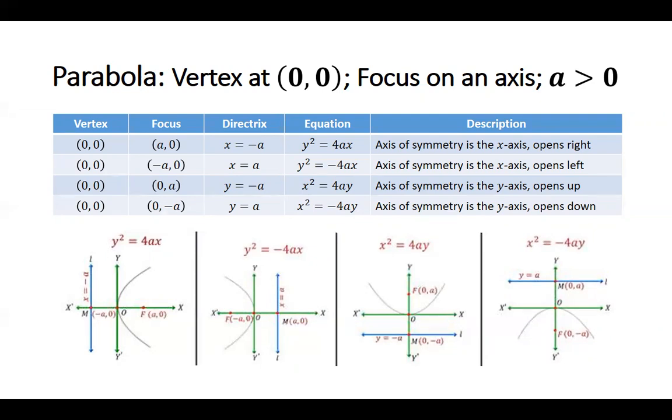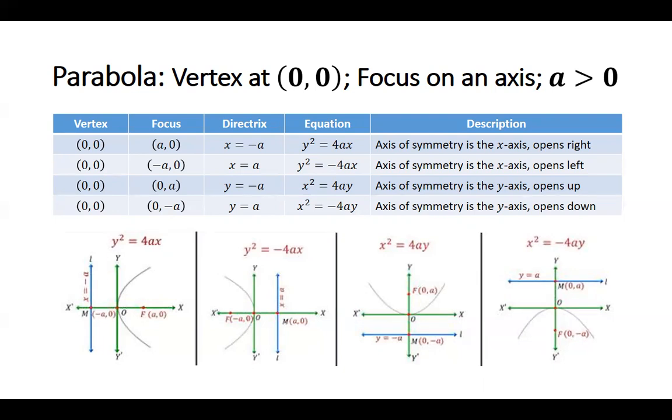If it opens right or left, then the axis of symmetry is the x-axis, assuming that the vertex is at the origin. We'll talk about if the vertex is not at the origin on the next slide. And it opens right. You can see the next one, the change is that the focus becomes at (negative a, 0). The directrix is at x equal to a, so we just flipped it over the y-axis. Y squared is equal to negative 4ax, and the axis of symmetry is still the x-axis, but it opens to the left.